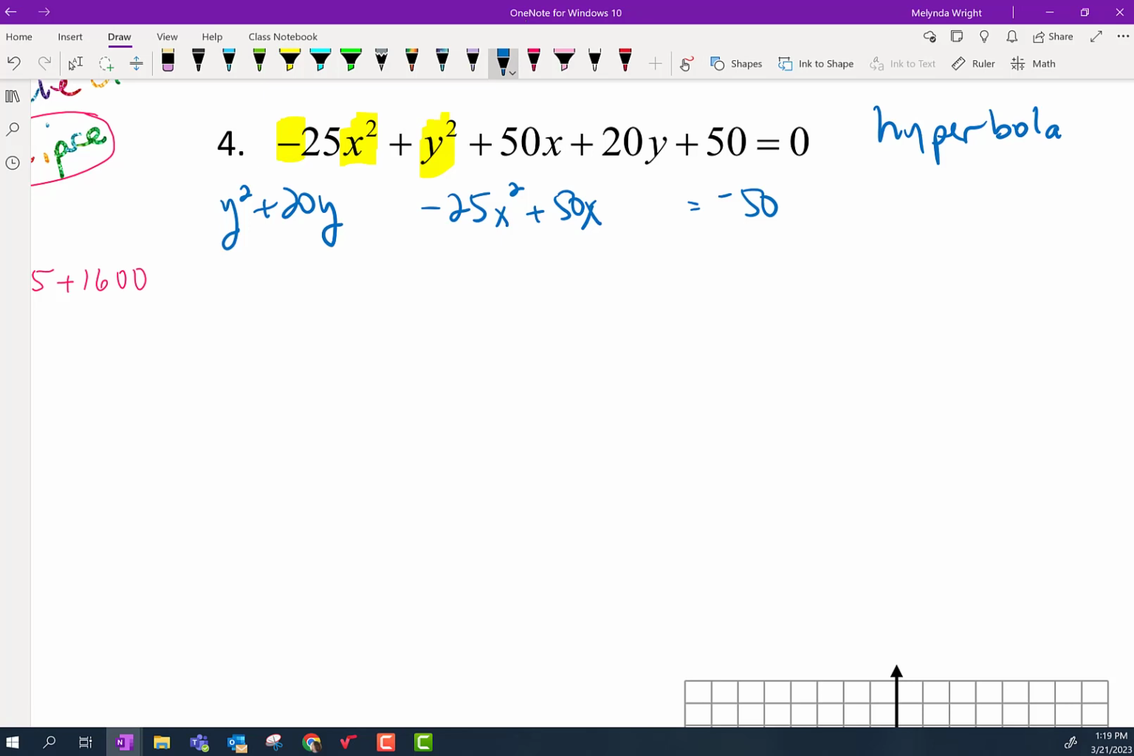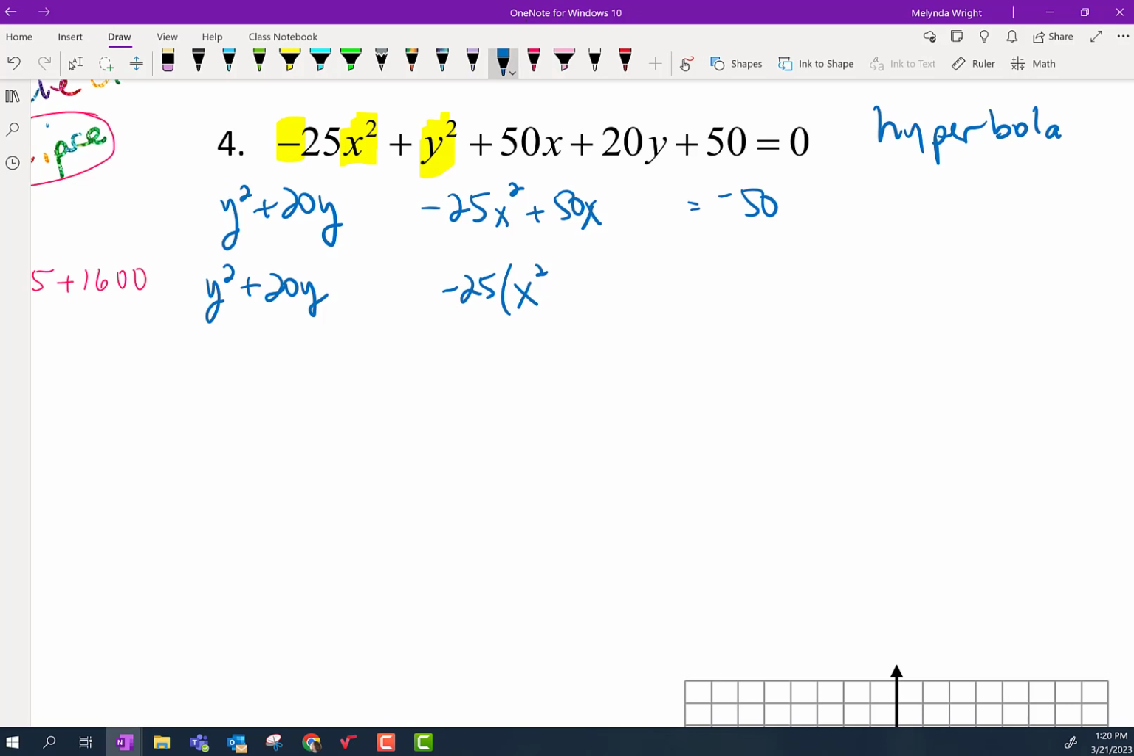All right, so let's work on completing the square. There's nothing to factor out from the y's. That's a nice little treat. Y squared plus 20y. I do have to factor out a negative 25 from the x's.